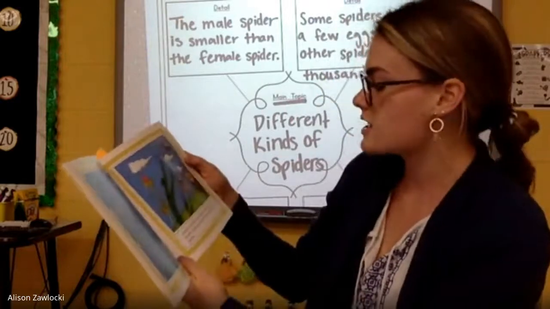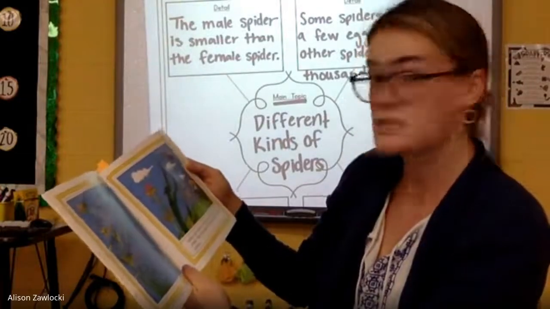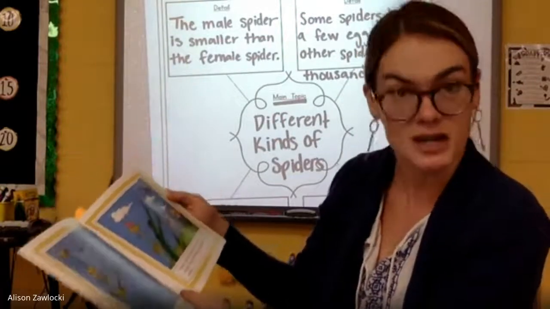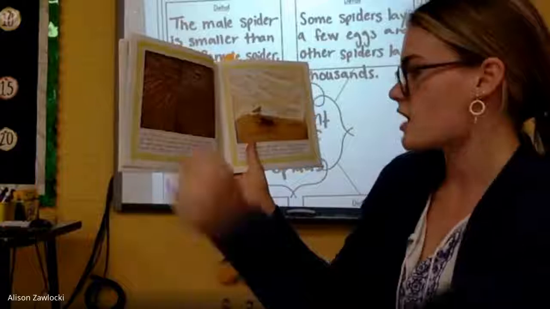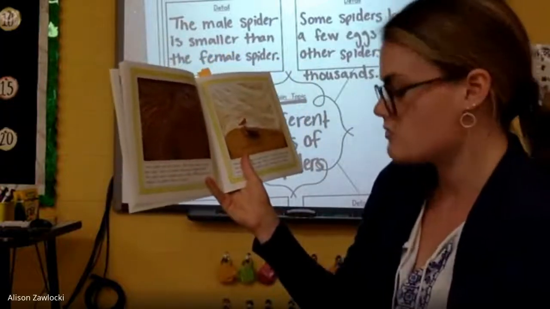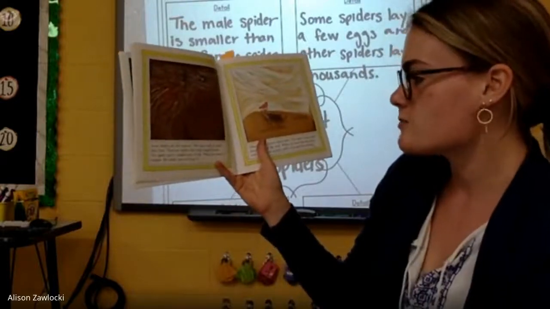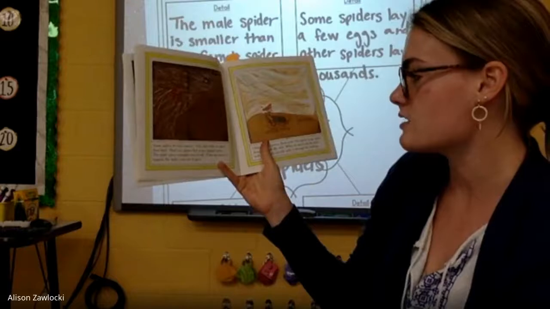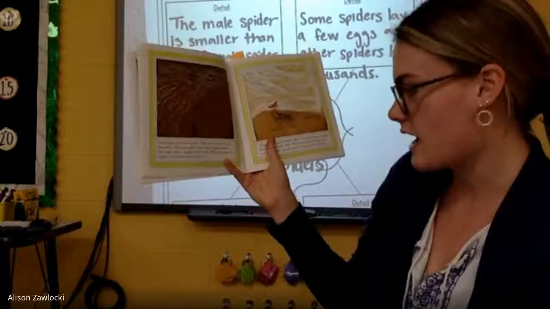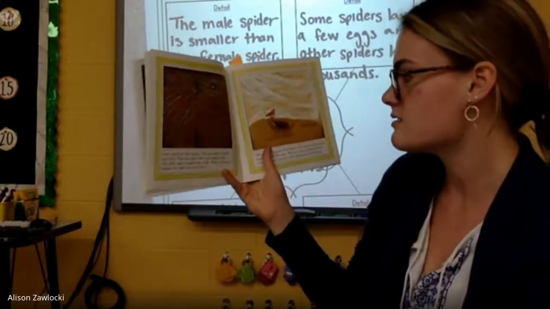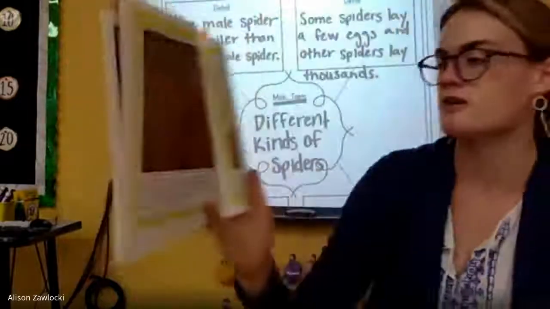Spiders may look scary, but most of them don't hurt people. Let's read the second sentence too. There are about 30,000 different kinds of spiders. So that tells us there are many different kinds of spiders. Okay, let's keep reading. Some spiders are web weavers. They spin webs to catch their food. There are spiders that weave tangled webs. The spider spins a tangled mass of silk. When an insect is trapped, the spider runs out to get it. So this is a house spider, and they make a tangled web. So that's one type of spider.